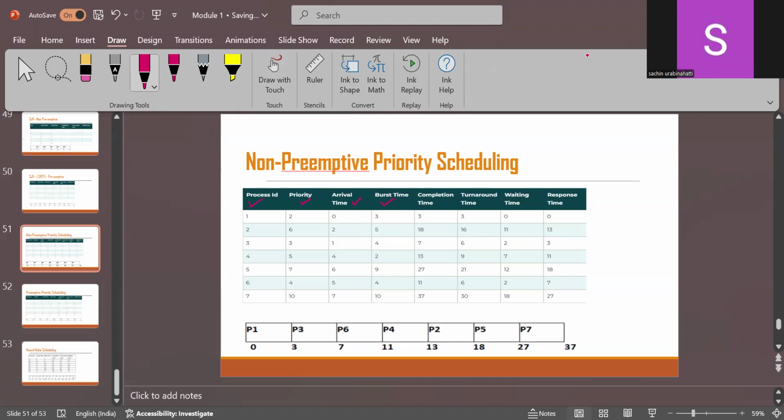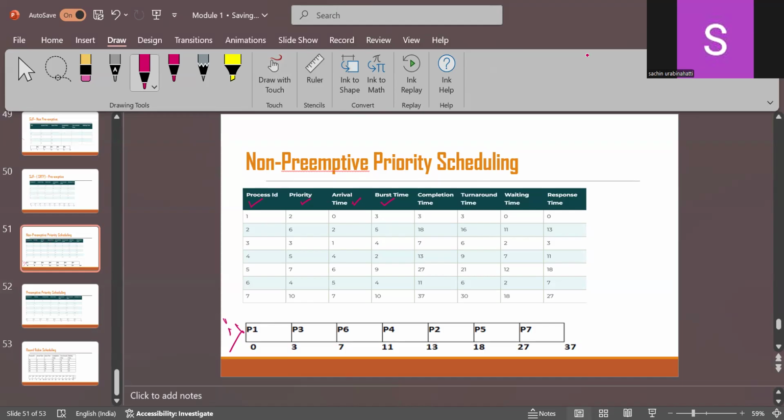Burst time is sometimes also given as the execution time of that process. So don't be confused about what is burst time and what is execution time. It is one and the same. Now if this is the given data for you, let us see how to solve it. The first thing we have to do is draw the Gantt chart. So let us see how to draw the Gantt chart for priority scheduling.